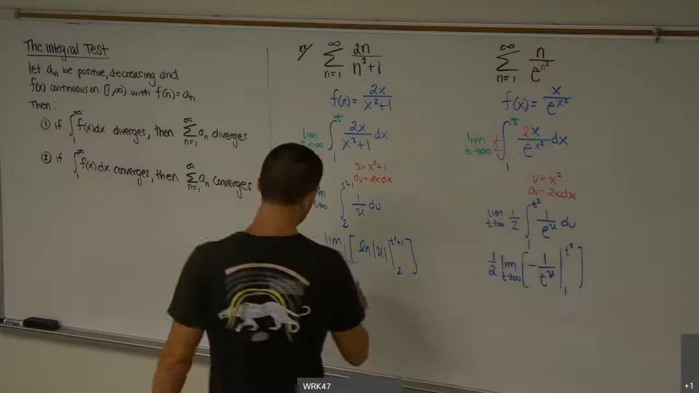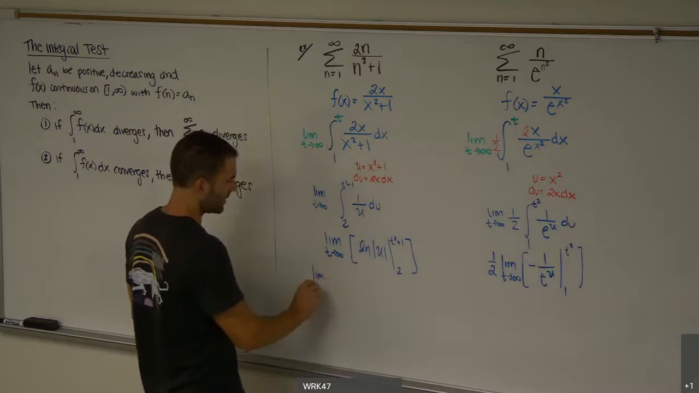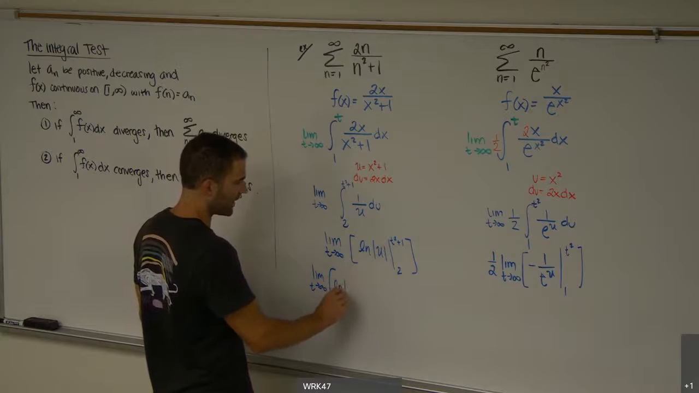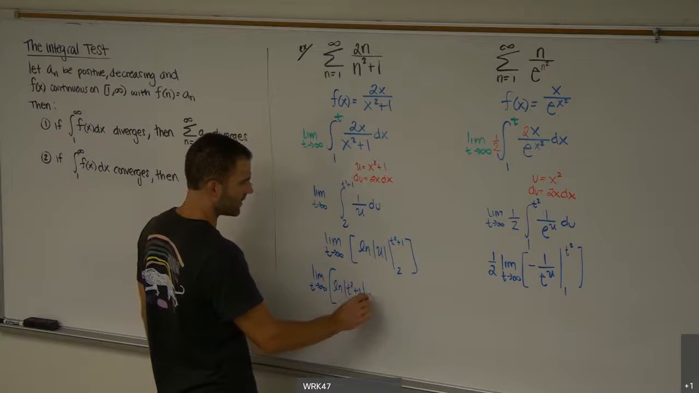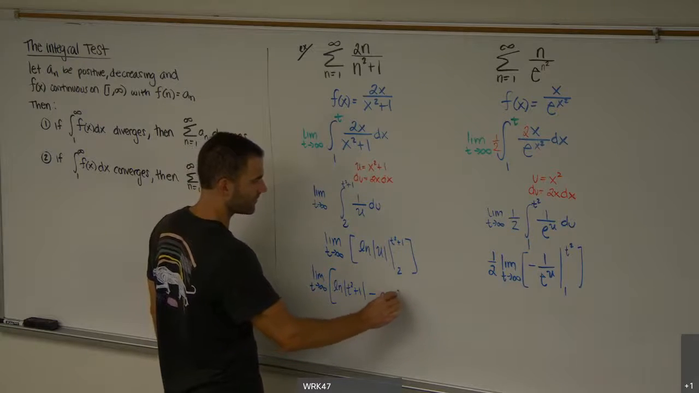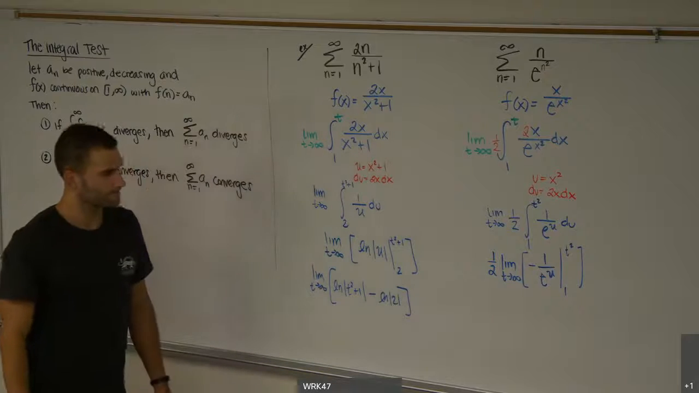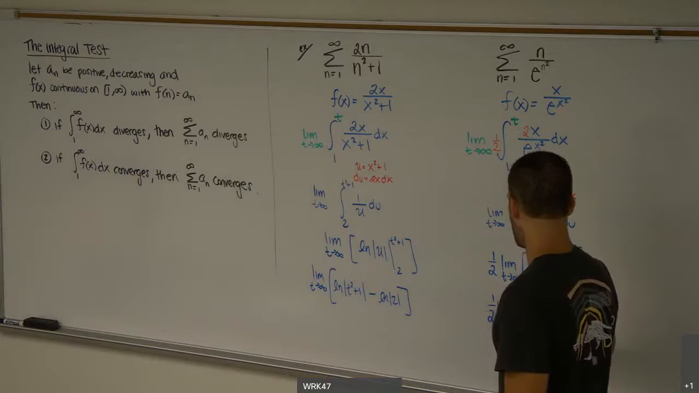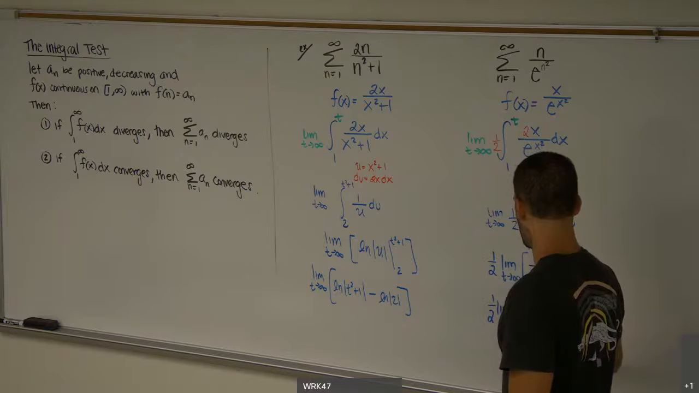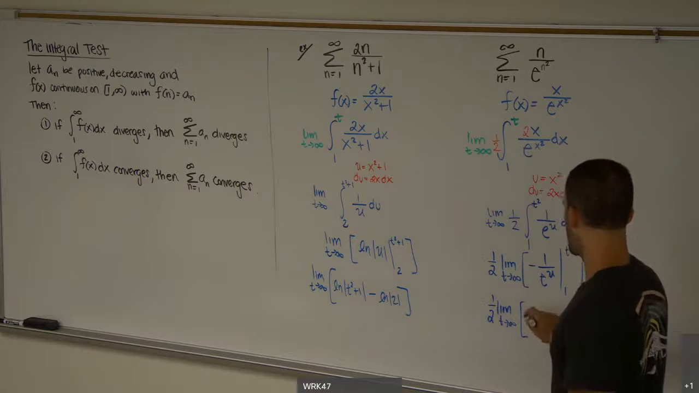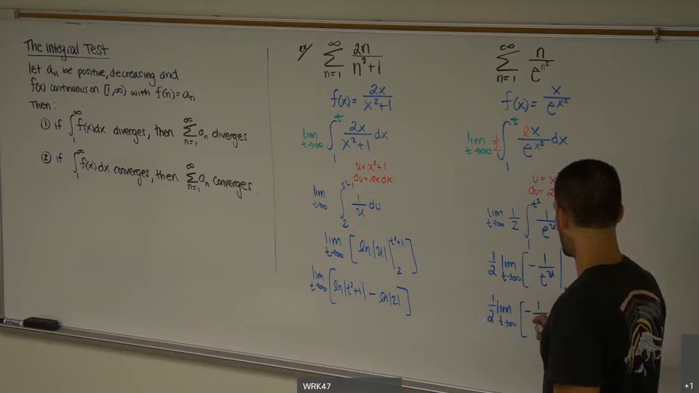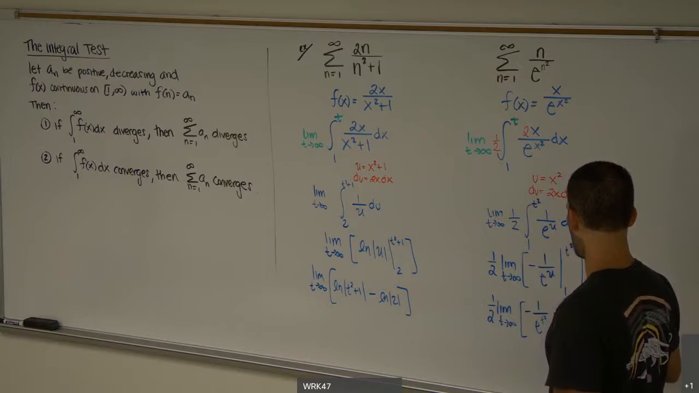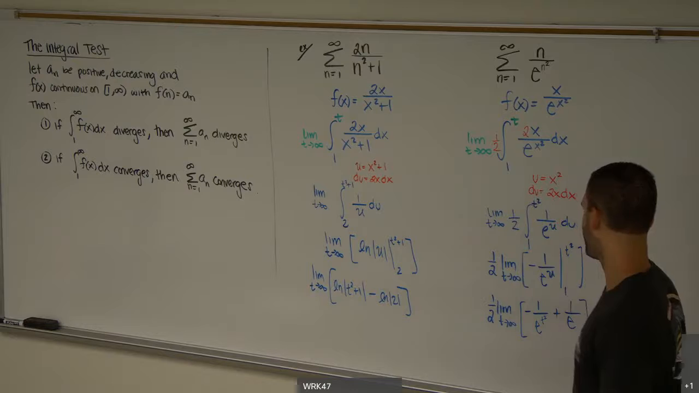Let's go back over to this one. Limit as t goes to infinity. Plugging in t squared plus 1, ln of t squared plus 1 minus ln of 2. Over here, we get 1/2 times the limit as t goes to infinity of negative 1 over e to the t squared minus negative, so plus 1 over e to the 1, so 1 over e.